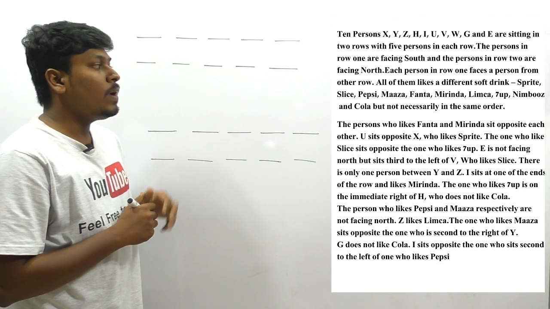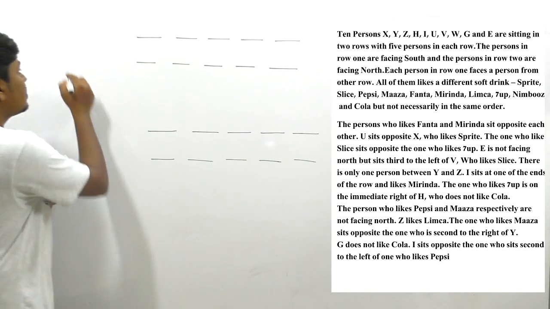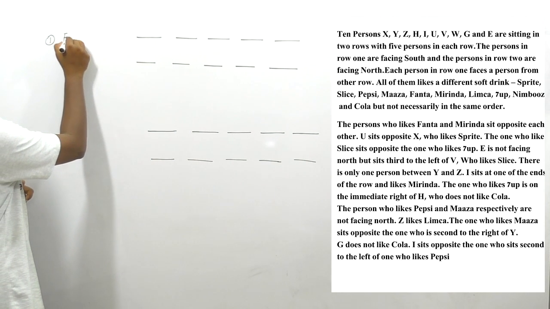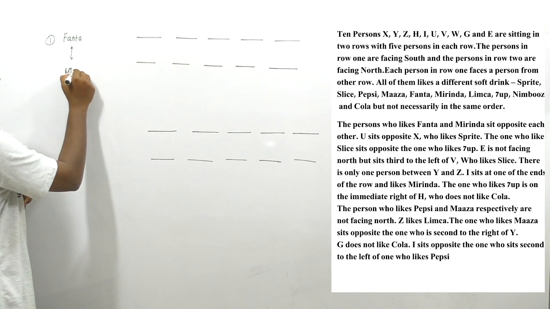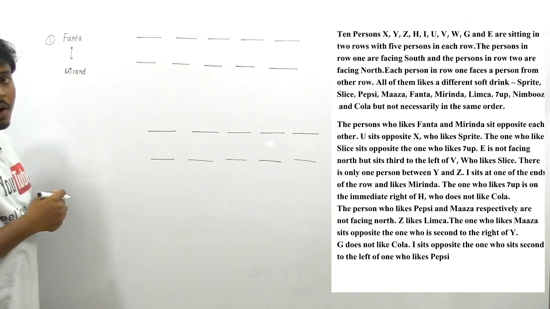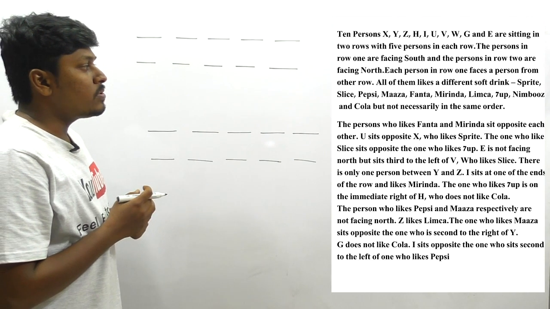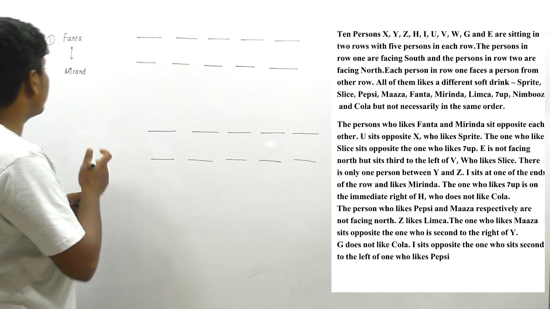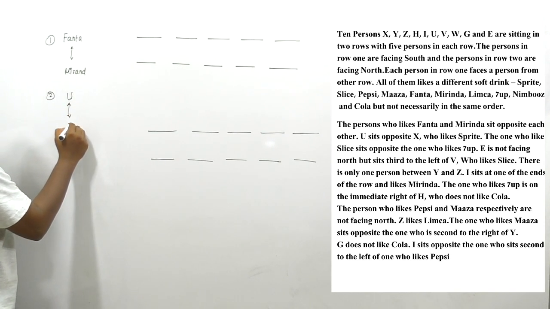The person who likes Fanta and Mirinda sit opposite to each other. So this is the first clue they have given, Fanta and Mirinda, right? Fanta and Mirinda are sitting opposite to each other. Okay, U sits opposite X. So they have given that U is sitting opposite to X, which is the second clue. So U is sitting opposite to X.